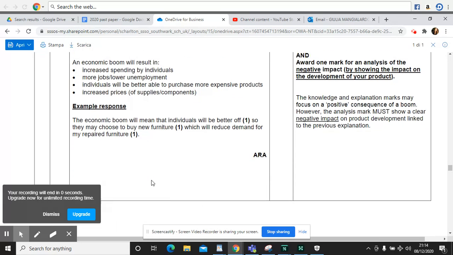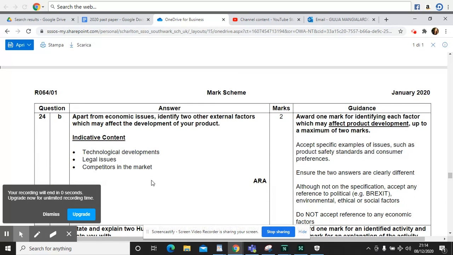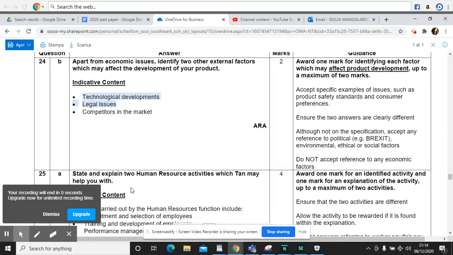Now, question 24b, you basically could have written any of these. If you really wanted to go extra, you could have given examples of technological, legal issues and competitors. You don't really need to talk about this one, so don't worry about it. Anything that has to do with legal or technological developments would have been fine.